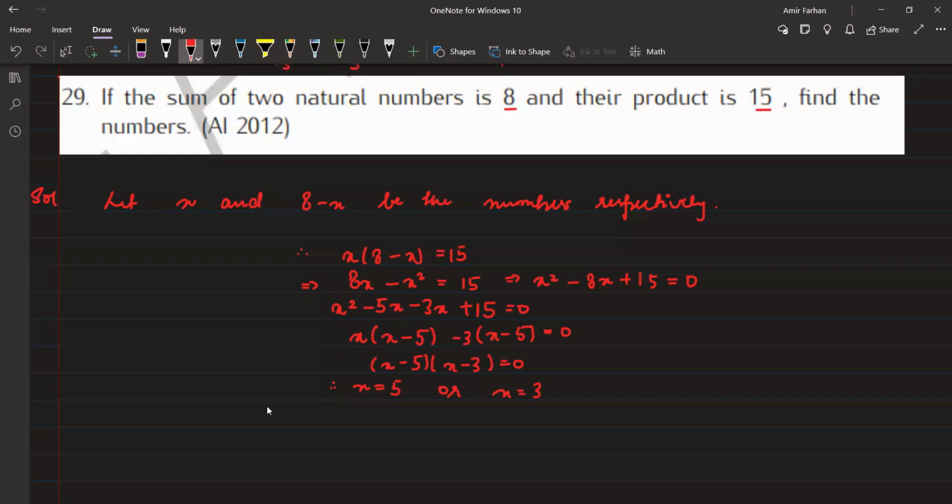So both of your factors are possible. If x is equal to 5, then 8 minus x will be equal to 8 minus 5, which is 3. So 5 and 3, or else x is equal to 3, and 8 minus x will be equal to 8 minus 3, that is equal to 5. Yes or no, everybody, please let me know.